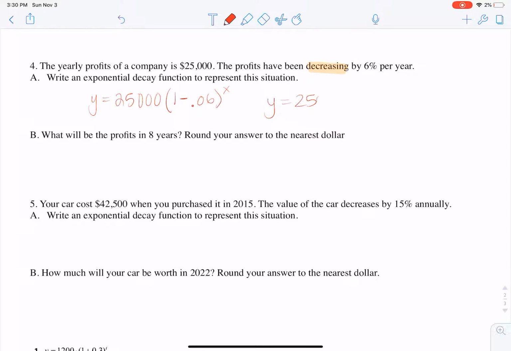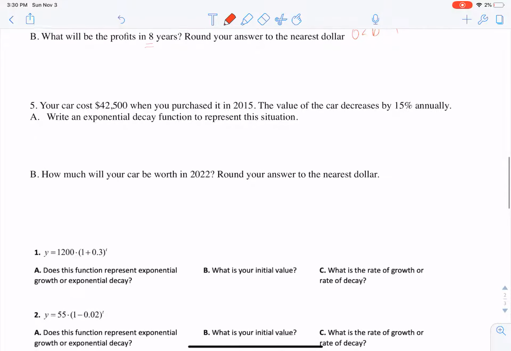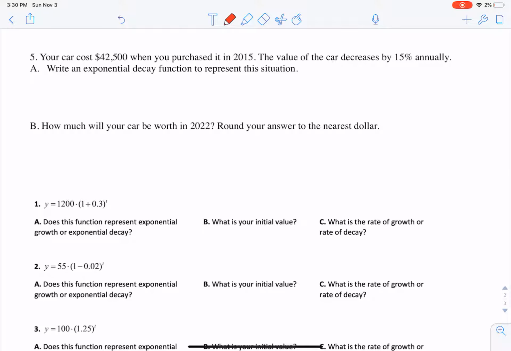So y equals 25,000 times 0.94 to the x power. And I can see here, when I'm talking about something that's decreasing, my b value is going to be in between 0 and 1. So that is what will give me a decreasing exponential function. And then we can do the same thing. We can plug in 8 for x, round our answer to the nearest dollar. Let's just practice one more time creating some of these exponential decay functions.